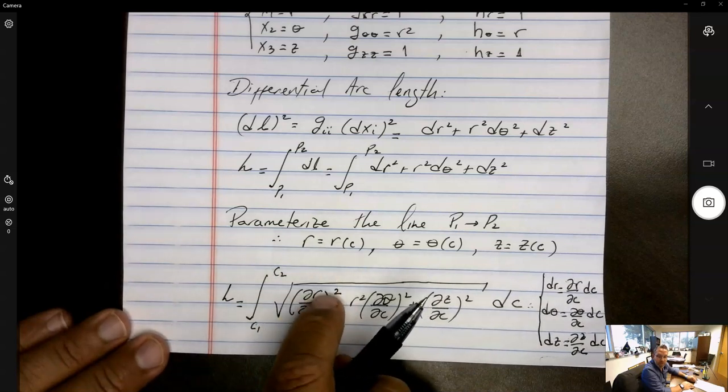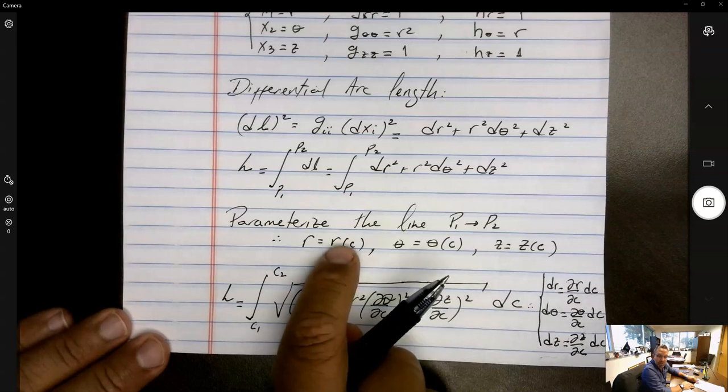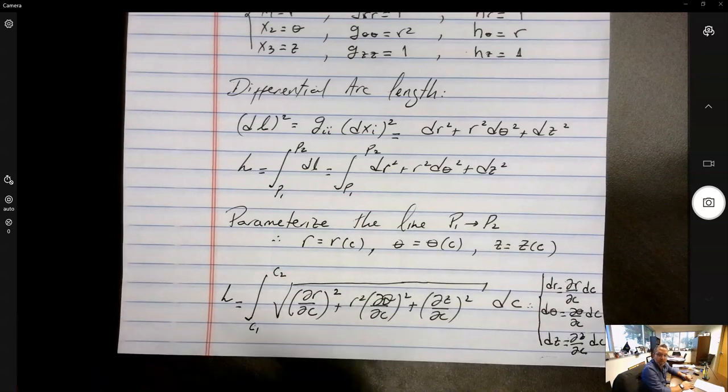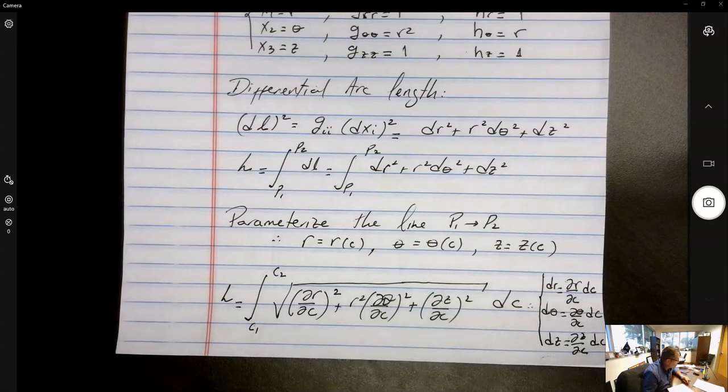These are actually not partial derivatives. These are total derivatives because this is a function of a single parameter. There would be partial derivatives if each of these parametrizations were with respect to more than one parameter, which is not the case if we're talking about a line in space, in this case in cylindrical space.